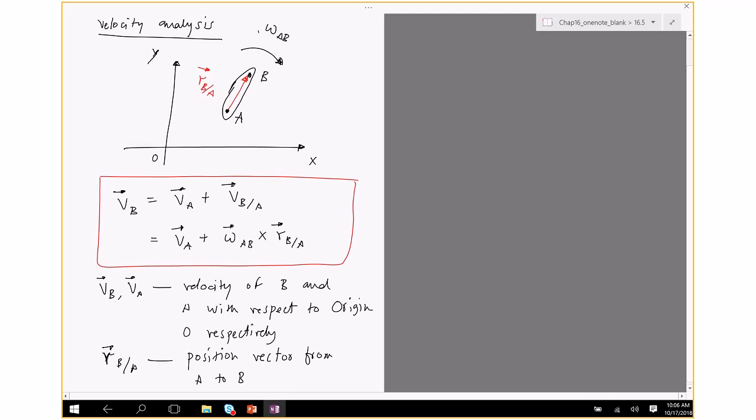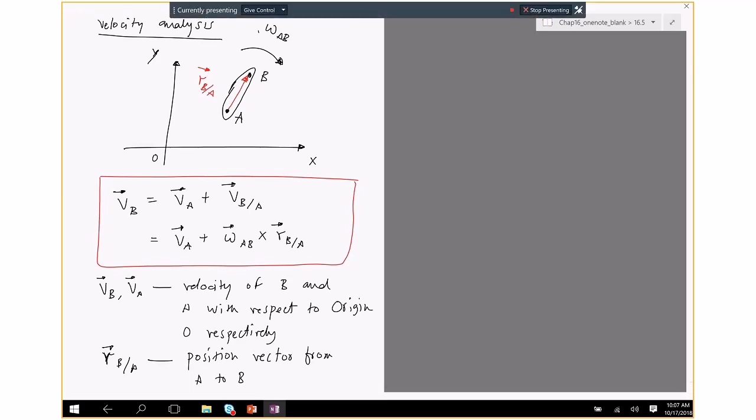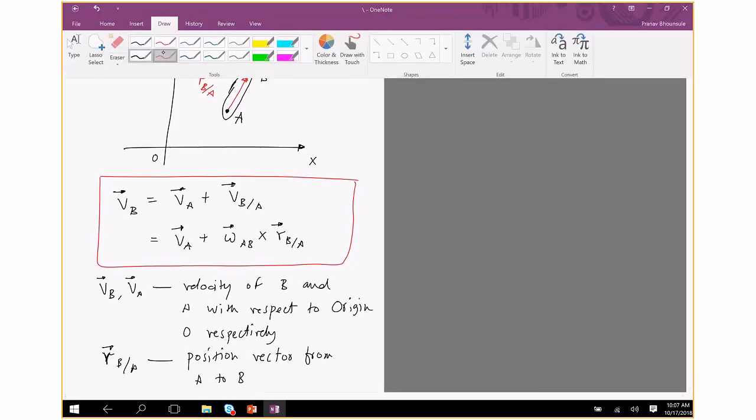Okay, so this is 16.5 on velocity analysis. Okay, so AB is a link. We're talking about rigid bodies now, so the dimensions of the system we're considering matters. Imagine AB is the link, and the link is rotating at a certain angular speed omega AB. We can find a relation between the velocity of a point on the rigid body, call it B, and the velocity of another point in the body, call it A. The relation between the velocities is given by the formula I just put down in the box.